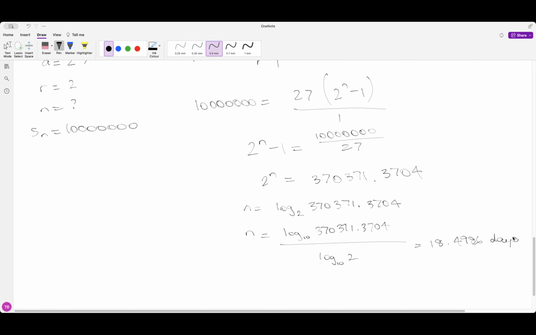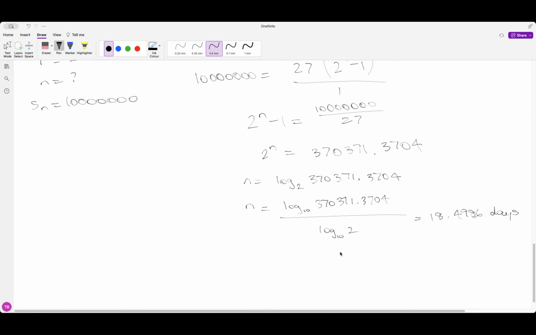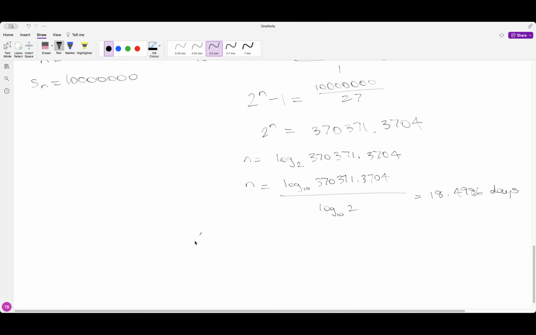Now I'm not done yet. It says on what day does it exceed this? Now you've got to think about, this doesn't mean the 18th day, because what this means is that 18 full days will pass, and then during the next day, we get basically halfway through the day before it exceeds that 10 million amount. And so what we write then is, therefore, it exceeds 10 million on the 19th day.